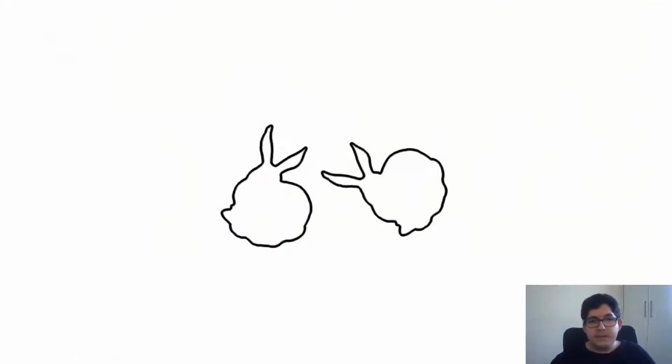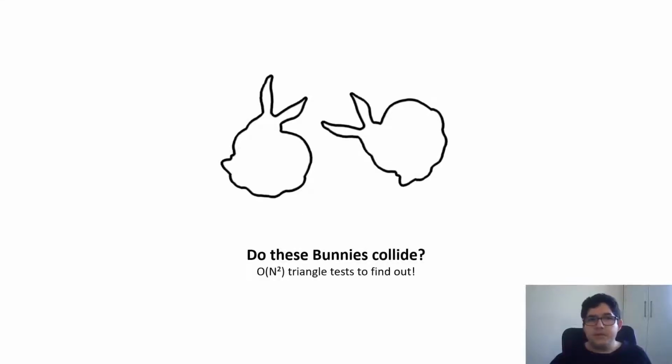At its most basic level, you have two objects and you want to find out whether they overlap or they do not. And the naive algorithm is to iterate over the triangles and test each triangle of the left object with the triangles of the right object. And this is quite slow.